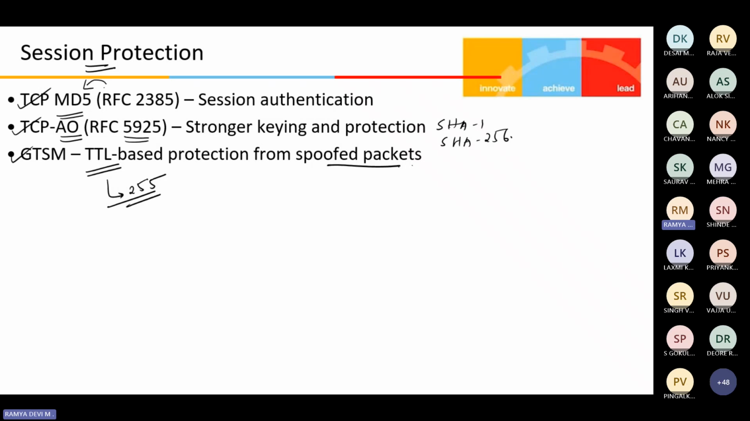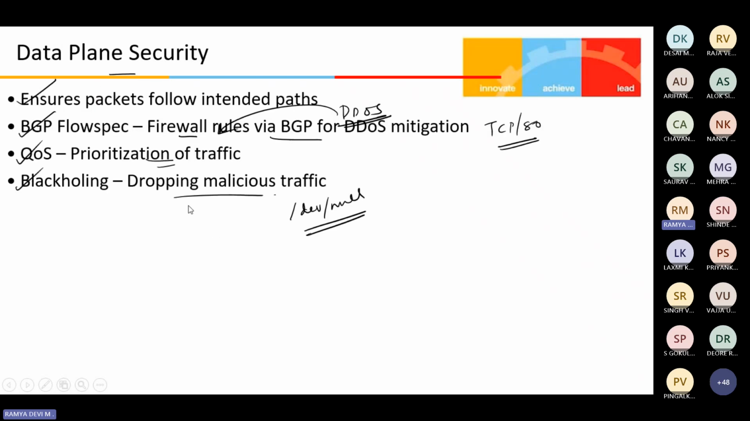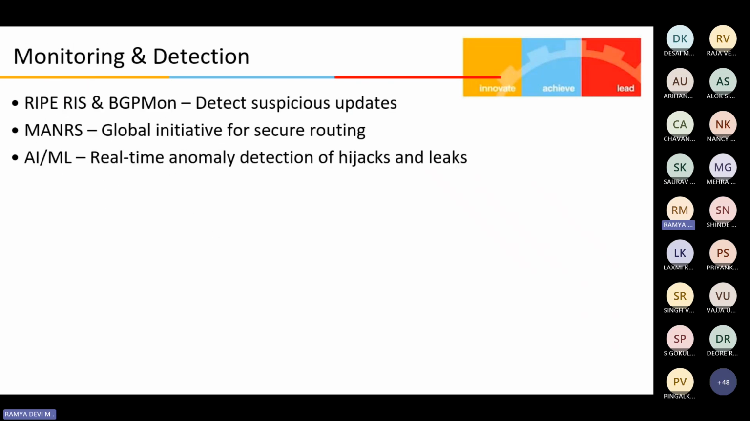So session protection tries to secure the BGP peering itself, with the help of TCP MD5, TCP-AO, or GTSM. Okay, so GTSM is a lightweight check against the spoofed packets. So we can even harden the BGP session against hijacking, resetting, or DoS attempts with the previous control plane and data plane security. Okay, and the next one is monitoring and detection.